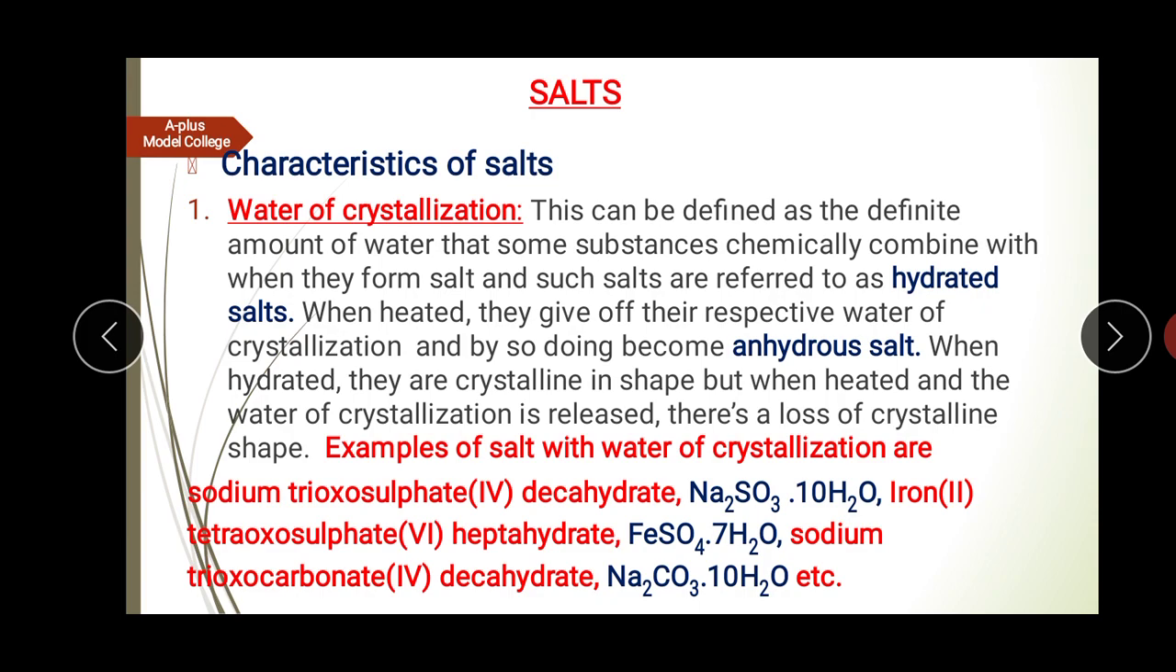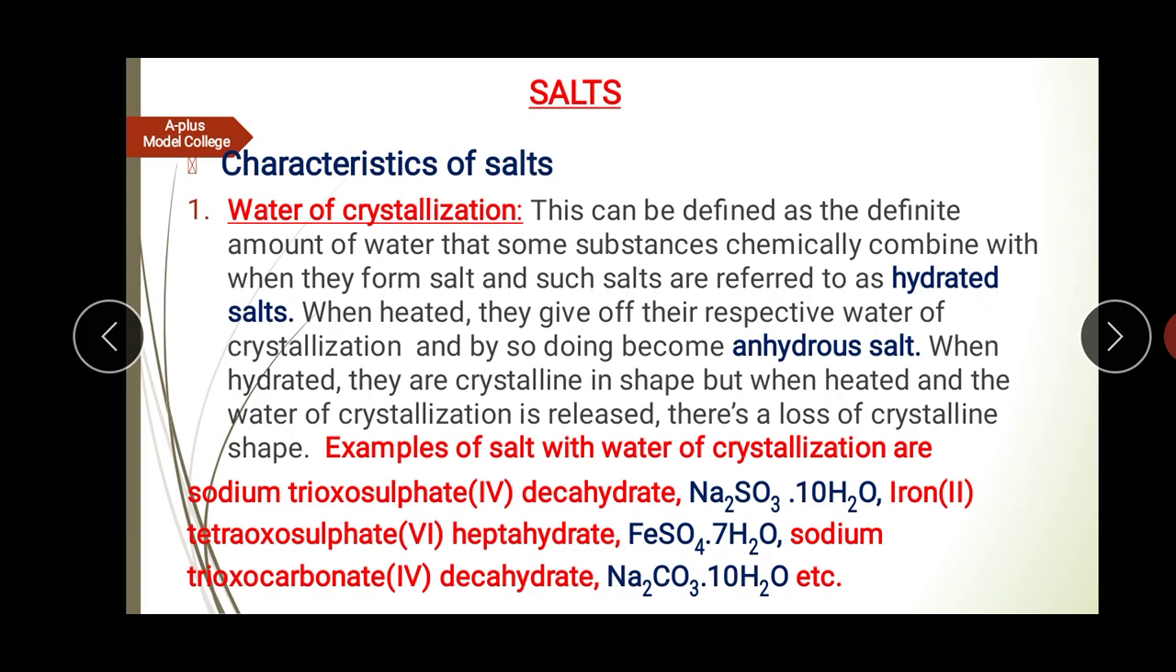Any salt that is hydrated means that it contains water. It is mixed with water. That's what the word hydrated means. And anhydrous means it is dry, not containing water. So any salt that contains water of crystallization, or that contains water, is said to be a hydrated salt.